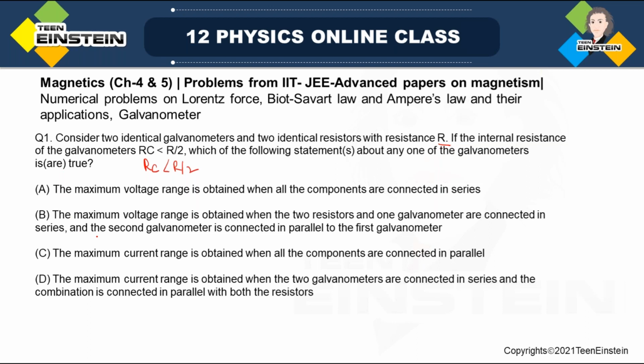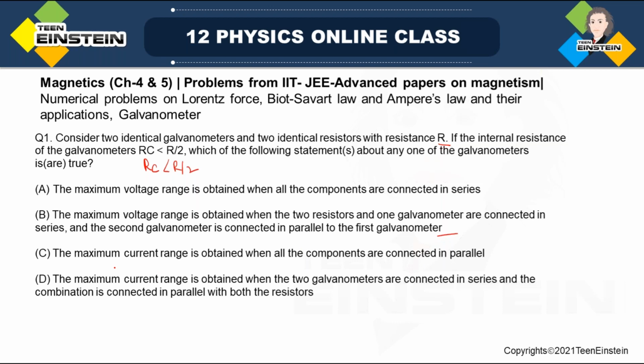Okay, so the options are: the maximum voltage range is obtained when all the components are connected in series. So this is the first option. Let us see the second option. The maximum voltage range is obtained when two resistors and one galvanometer are connected in series and the second galvanometer is connected in parallel to the first galvanometer. This is the second option.